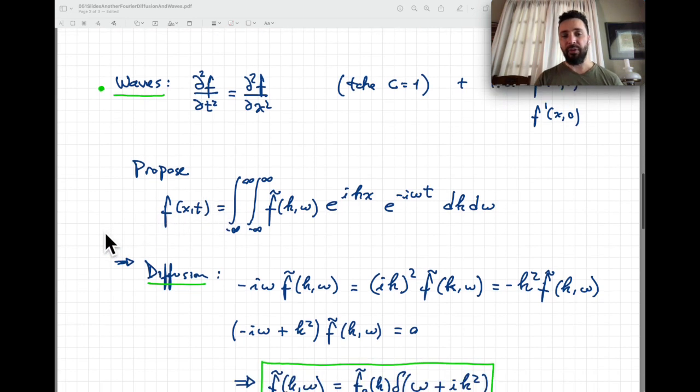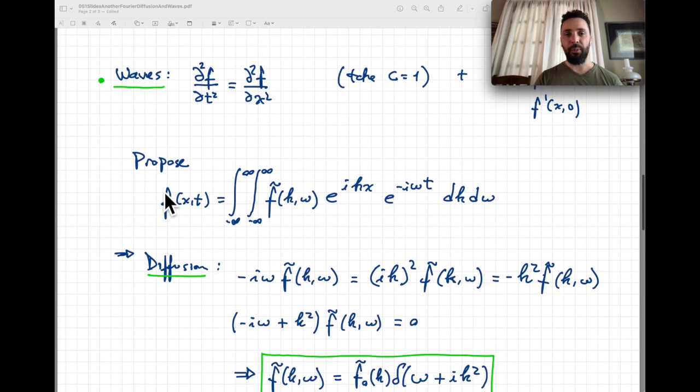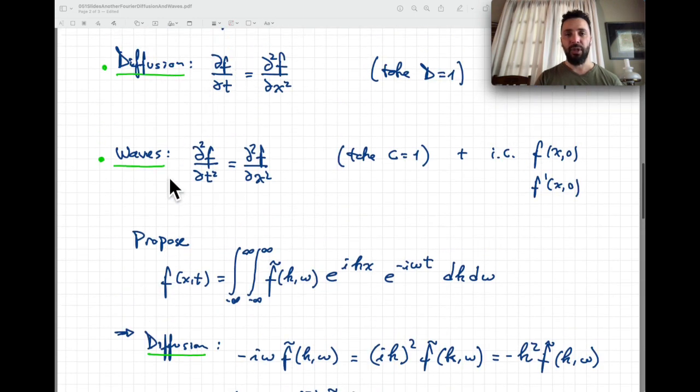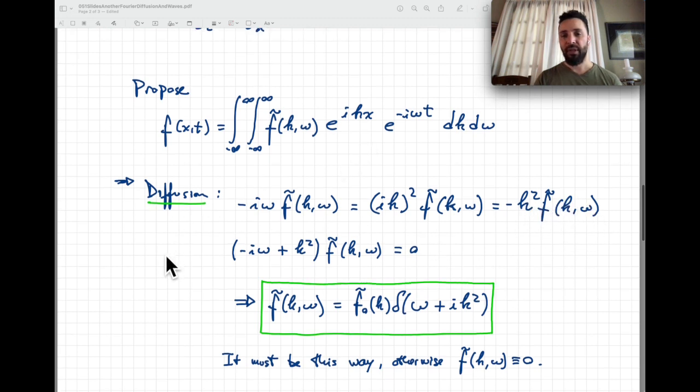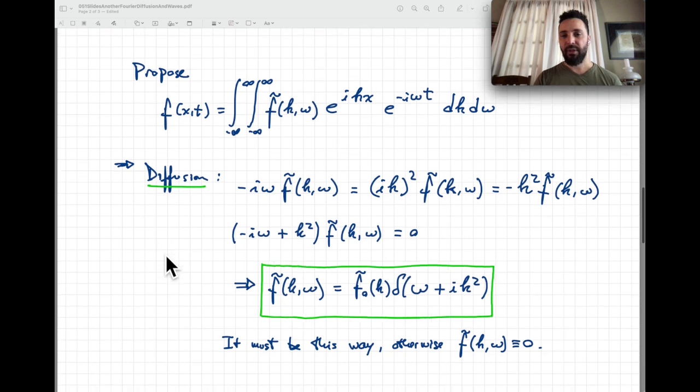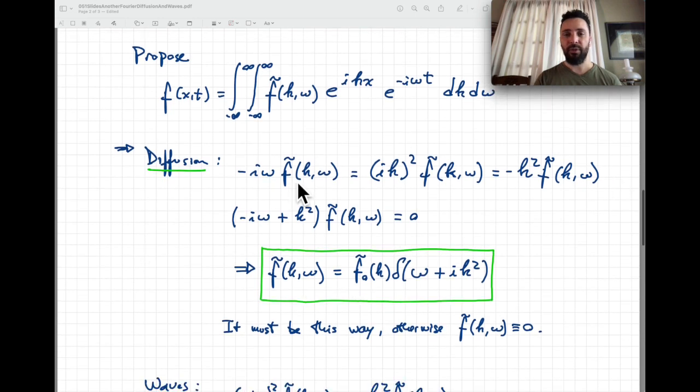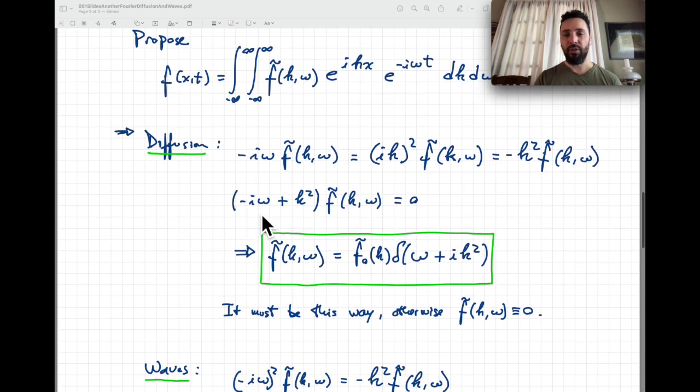Now, in the case of the diffusion equation, if you take this form and you substitute it into the diffusion equation, then you're going to get this equation right here: minus i omega f tilde from the first derivative with respect to time equal to minus k squared f tilde of k omega from the spatial derivatives. And this side certainly is the same thing that happened in our previous videos on the diffusion equation. And if you put these two things on the same side of the equation, you end up with this form: (minus i omega plus k squared) f tilde of k omega equal to 0.